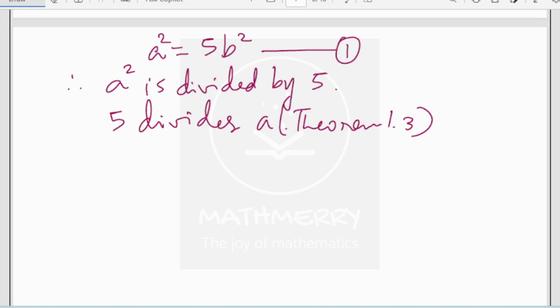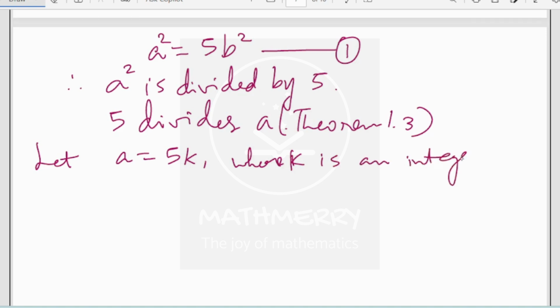Okay, so now we are going to assume let a is equal to 5c, or you can use another integer k. You can use either c or k, both are fine. Here I'm just showing you how to use this. So if a is equal to 5k, where k is an integer, we are getting a is equal to 5k.